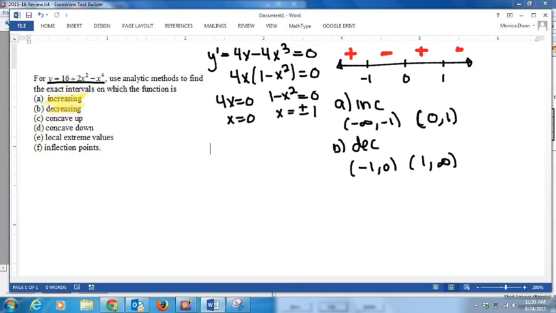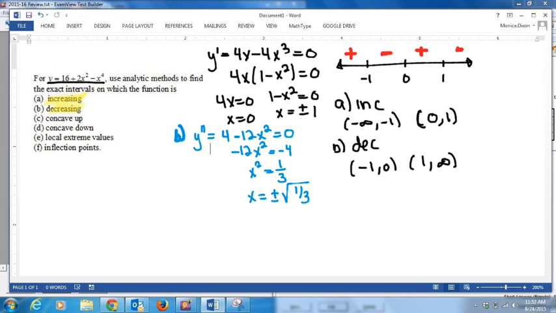Second part wants me to find when it's concave down. So what I'm going to do is take the second derivative, set it equal to 0, and solve for x. So I get plus or minus the square root of 1/3. So once again, I'm going to do a number line, but this time I'm taking the second derivative sign. So I need a number to the left of negative square root of 1/3.